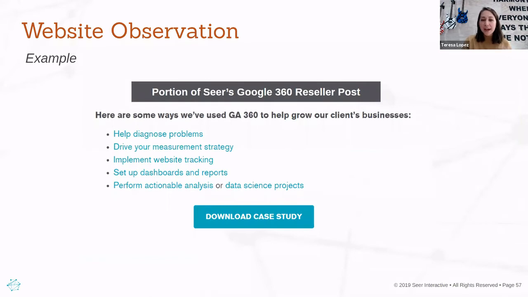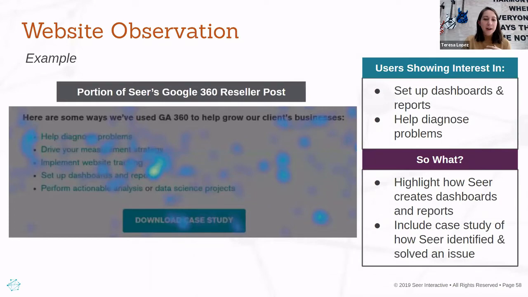Here's another thing that we looked at. It's the same page, just another portion of that page. One thing that I really like to do when I'm running a heat map is to look at sections that have very specific bullet points or tiles, because you can more clearly understand what people are focusing on, or in this case, what they're clicking on. So this is, again, laying over and seeing what people interact with. You can see the highest amount of interest is around setting up dashboards and reports. This is not something we talked about in our ad as being a benefit to working with Seer as a reseller for 360, so that's definitely something that we'll want to be incorporating.